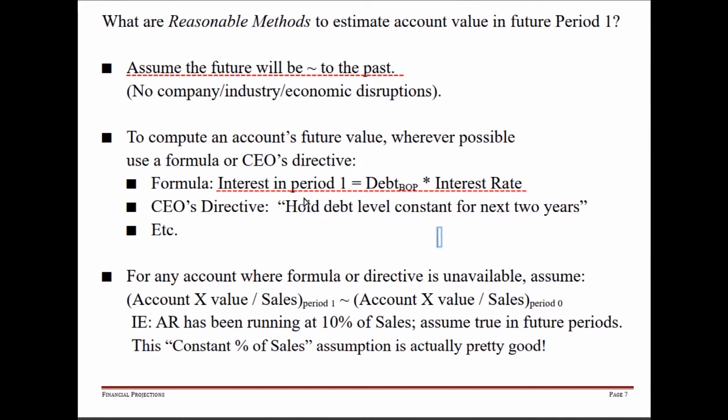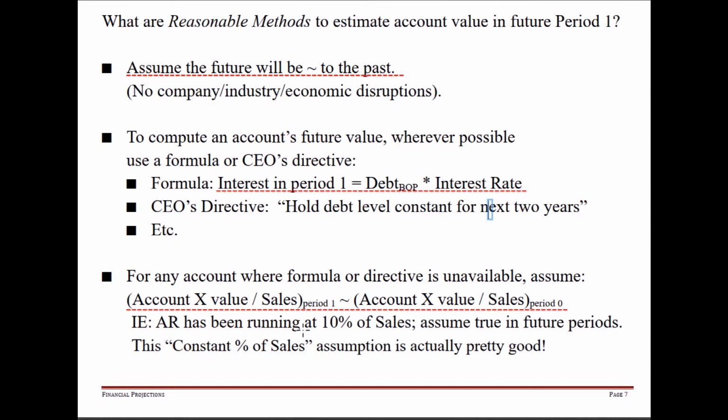So for anything where we don't have an accounting formula or a directive, we're just going to do something like this. If we're looking at account X, like something like COGS, say, cost of goods sold, we say that the ratio of the value of the COGS account to the sales in that period is equal to the ratio of the COGS in the prior period to sales in the prior period. So in words, we could say something like accounts receivable or COGS, whichever one we're looking at, has been running at 10% of sales. So we're just going to assume that's going to be true in future periods.